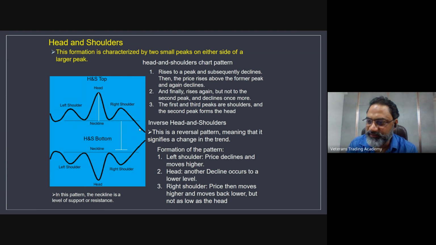So the head and shoulder pattern is a very reliable pattern. It has been formed and tested psychologically a lot of times. And I'll say that the chances of it happening and giving the desired outcomes are very high.